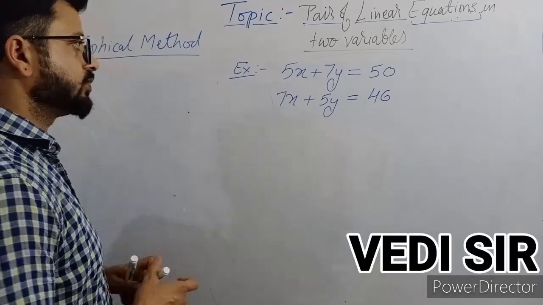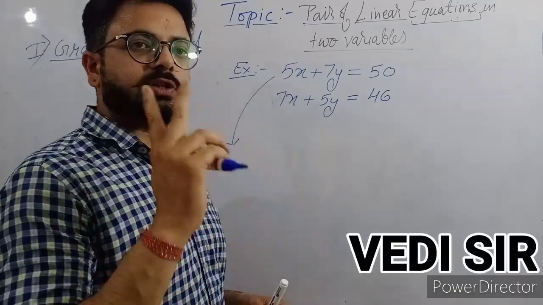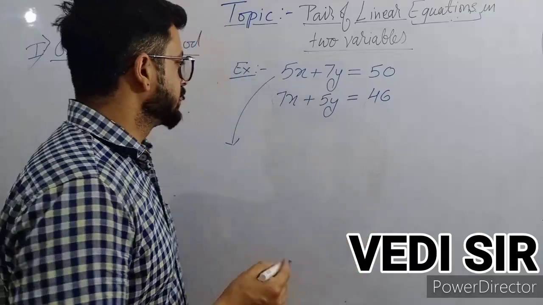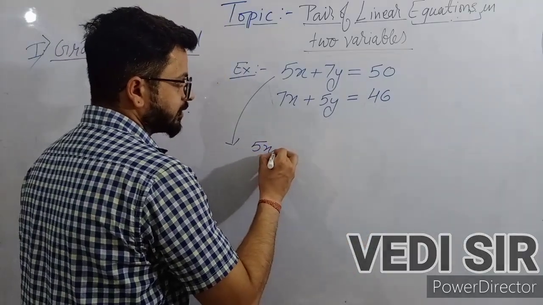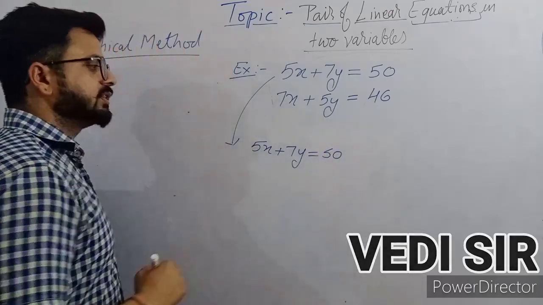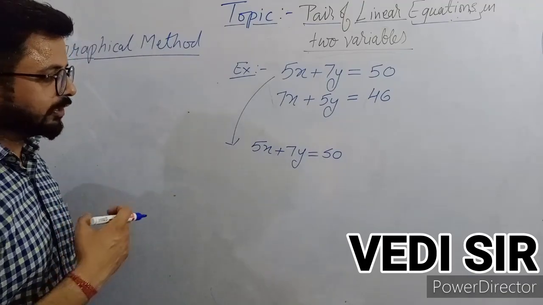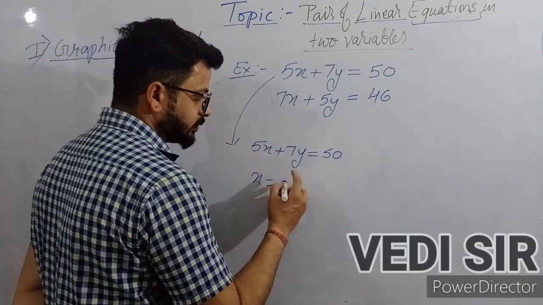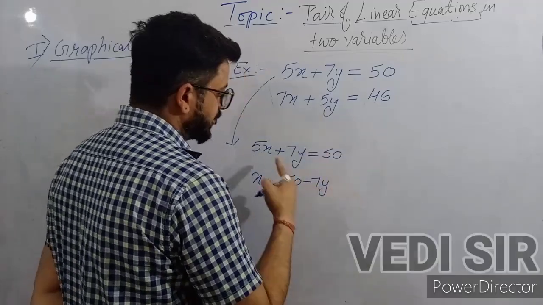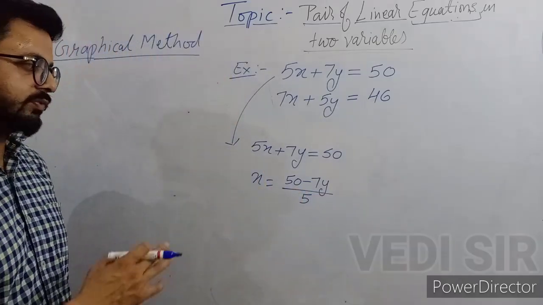See, the first equation is this. We will do the work for both equations, because we have to draw both equations on the graph. So the first equation is 5x plus 7y is equal to 50. Now in this, how will we calculate the value of x? How will we calculate the value of y? So I am telling you, x is equal to, transferring 7y, divided by 5. Then x is equal to (50 minus 7y) divided by 5.